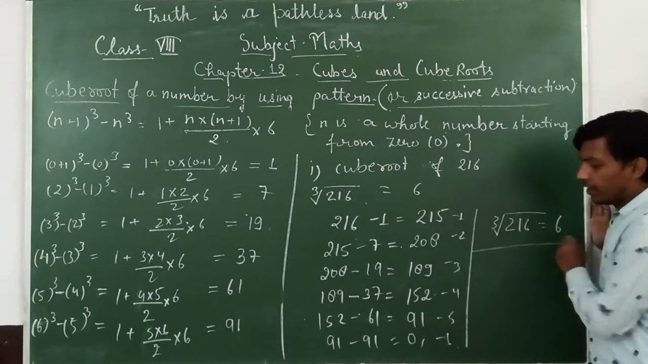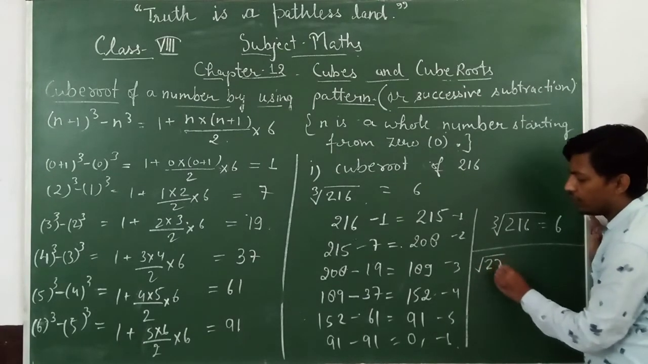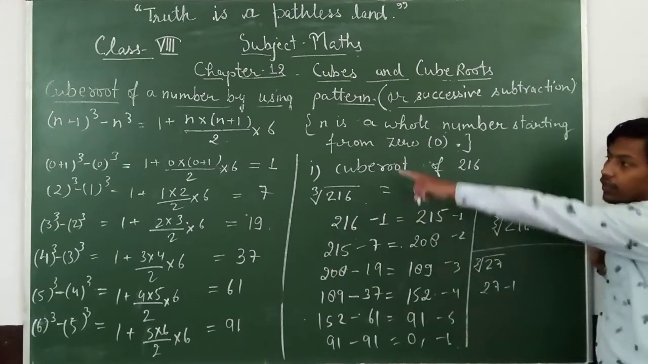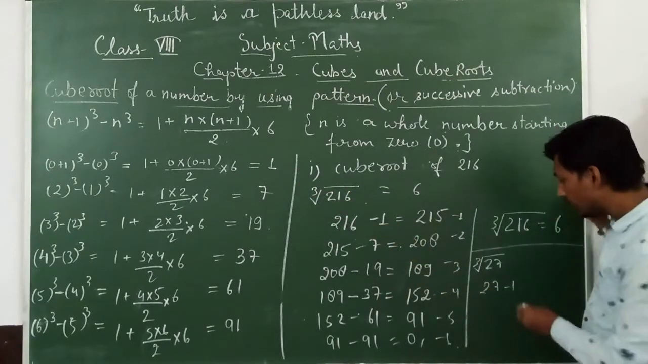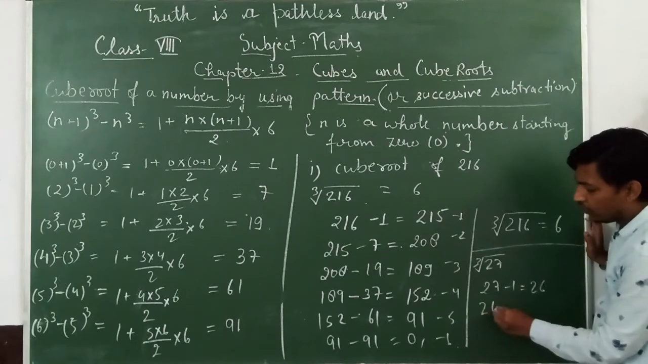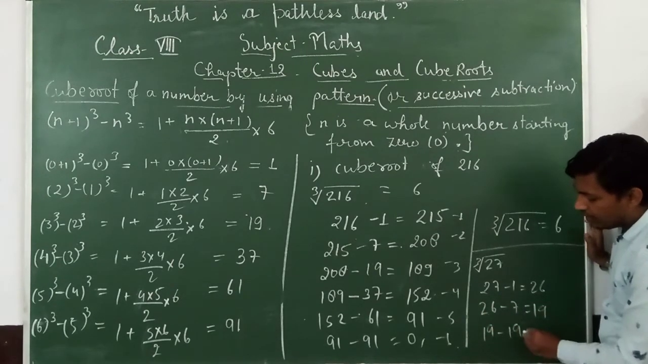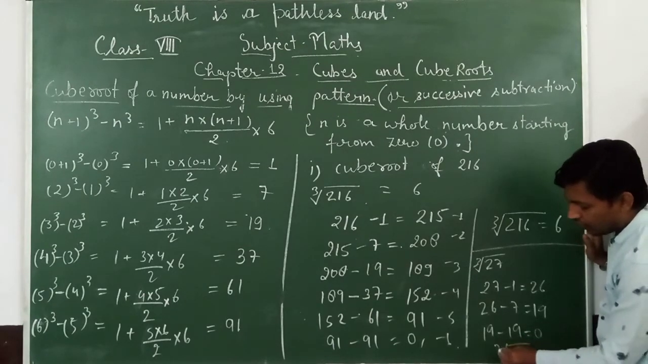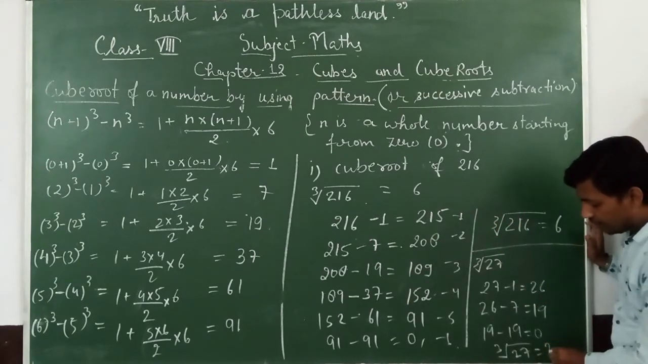We will take a small example. Cube root of 27. We always start by subtracting 1. 27 minus 1 is 26. 26 minus 7 is 19. 19 minus 19 is 0. So for the cube root of 27, how many steps? 3 steps. So the cube root is 3.